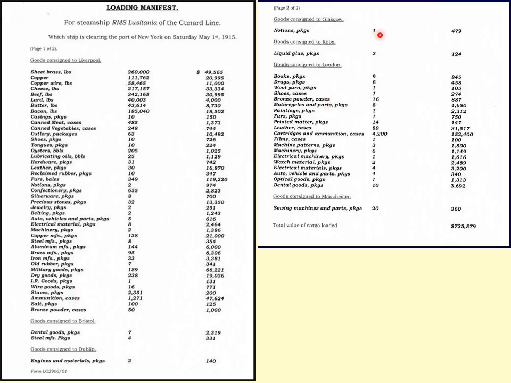Then you get over here. Single digits, double digits. Boom. 4,200 cases of cartridges and ammunition, while you only have one package of electrical machinery and one package of yarn. And this manifest did not come out until about 15 years ago, but all of these things were used to cover up the fact that they had cartridges and ammunition on that boat.